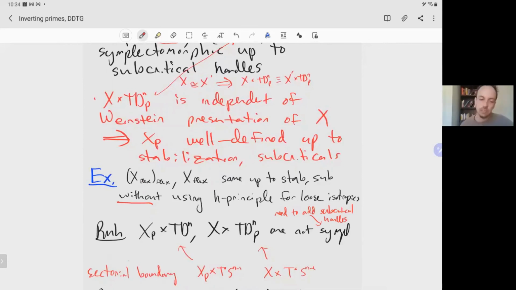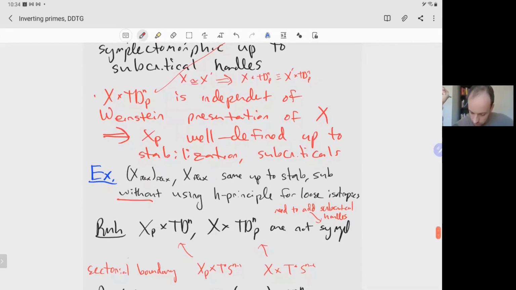And that's just because if you look at the sectoral boundary of the first sector, it's X_P cross T*S^(m-1), but the second one is X cross T*S^(m-1). So these sectoral boundaries are different. So these sectors are actually not symplectomorphic in general. Okay, so I just want to emphasize that subcritical handles actually are needed.